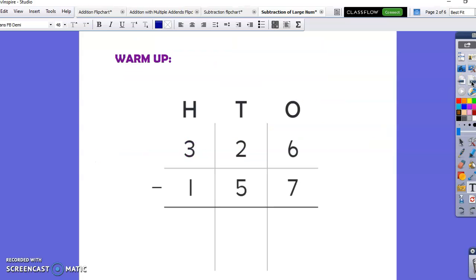In your notes, I want you to write the following equation. 326 minus 157. If you want to draw the horizontal and vertical lines and write your place value abbreviation for hundreds, tens, and ones, please go ahead and do so. So take a moment and write those out. Pause the video here.